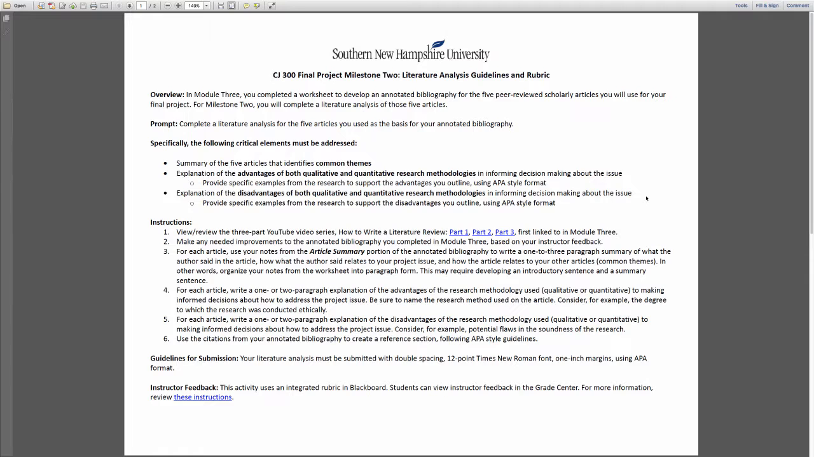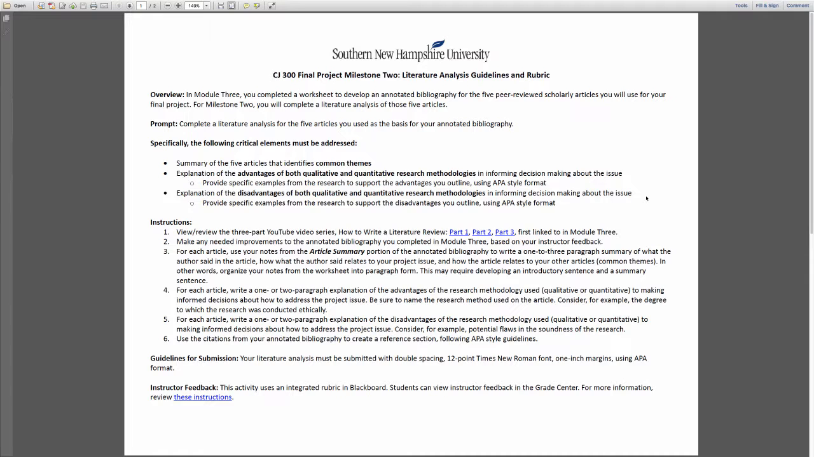Okay. As an example, then you might consider the degree to which the research was conducted ethically. That might be one of the advantages. Okay, and then the opposite is true. We're going to do the same process over again, but you're going to look at the disadvantages and consider, for example, it says potential flaws in the soundness of the research.